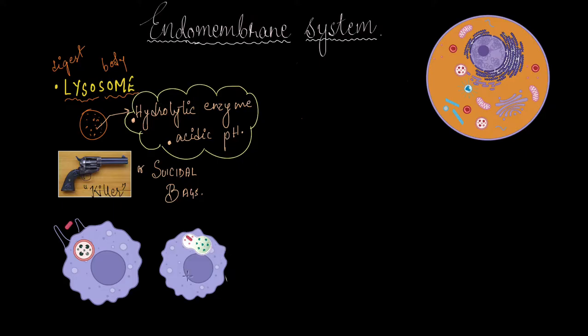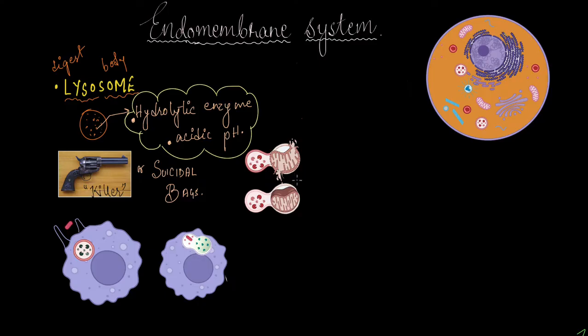Now, apart from killing foreign invaders, the other job of the lysosome is to maintain cell health. By this I mean if any of the organelles inside the cell is old or not working properly, the cell sends a signal to the lysosome to go and destroy that organelle. For example, let's imagine that one of the mitochondria is not functional. The lysosome will go and fuse with the membrane of the mitochondria. It will release its lytic enzymes and destroy the entire organelle.